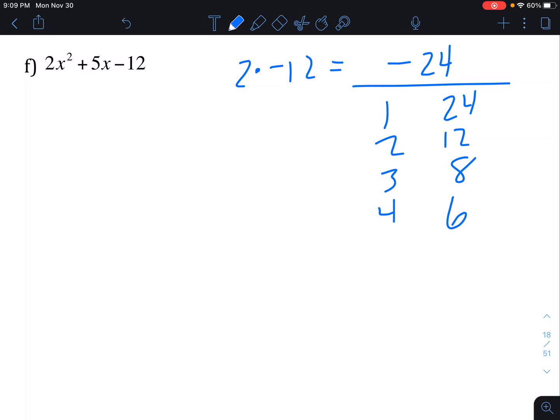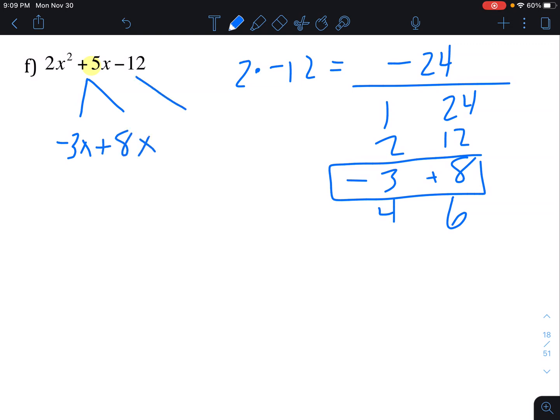And I need a 1 plus 1 minus. That's got to subtract to get my B term. Subtract to get 5. So that would be right here. And I need to throw a minus in front of one of them. That would be the 3. So it would be a -3 plus 8 makes the plus 5. So I'm going to split up my B term into -3x plus 8x, and then bring down my first and last terms.